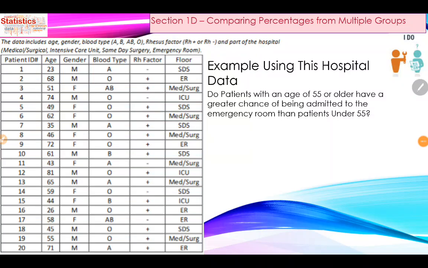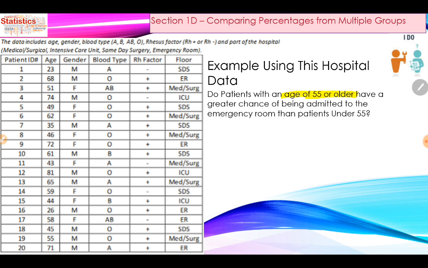Okay, now that we've talked about 1D a little bit, let's jump into our first example. Using the hospital data for this one hospital, there's 20 patients, and we want to compare the two groups. One is the patients that are age 55 or older, and see if they have a greater chance of getting admitted to the emergency room than the patients under 55.